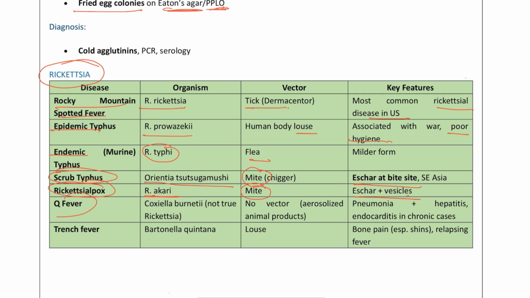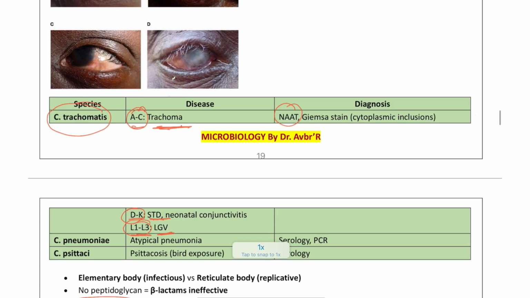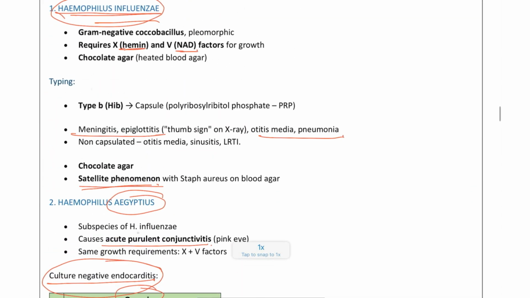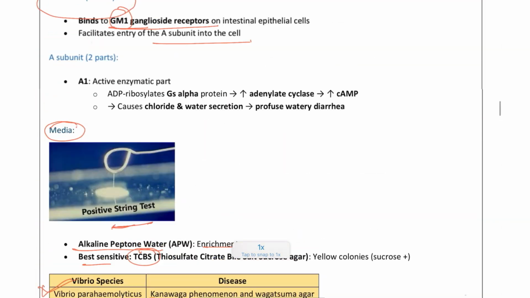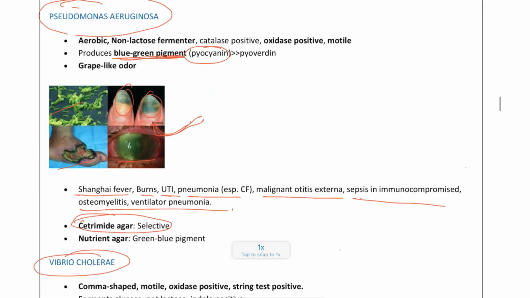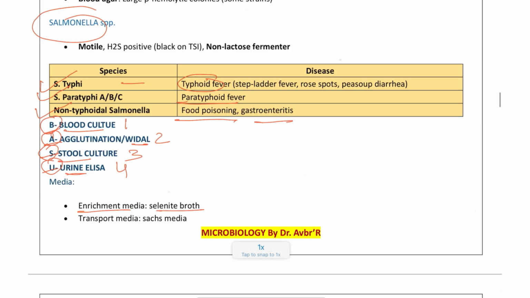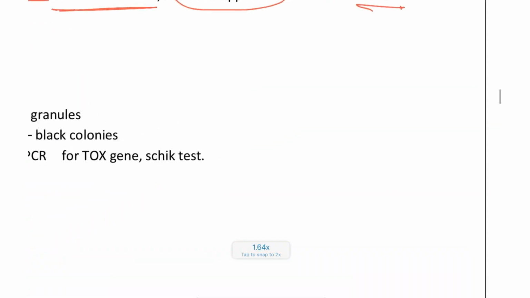Q fever is Coxiella burnetii. No vector is present. Pneumonia and hepatitis will be seen. Trench fever, Bartonella quintana, is due to louse. Bone is commonly affected, and relapsing fever is seen. So I want you guys, while reading, to keep the resource that you are using and take note of all these important points.